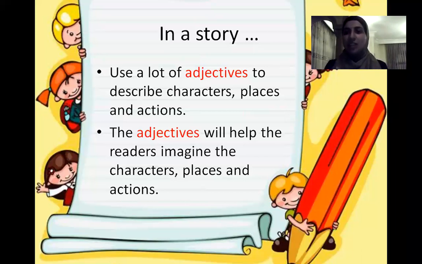You use adjectives. Okay, you have to use adjectives and adverbs: adjectives to describe the nouns, the people and the places, and adverbs to describe the actions. So you have to use a lot of adjectives, because the adjectives will help the readers to understand and imagine everything that is happening in the story, or else they will be bored of reading your story. So you have to use the past tense and you have to use the adjectives and the adverbs.